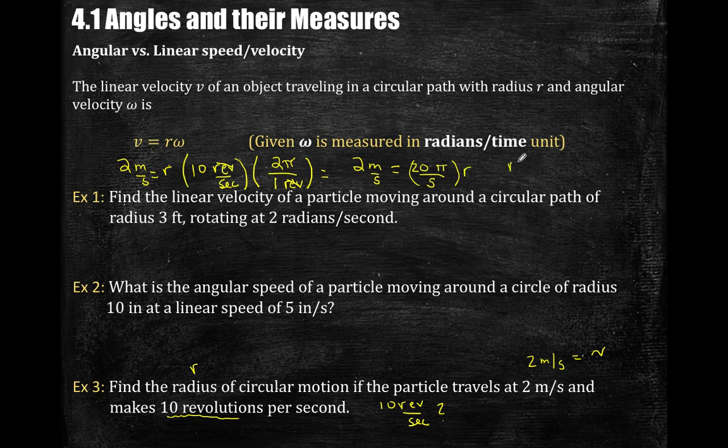How do you isolate r then? R is equal to 2 meters per second times 5 seconds over 20 pi. And what happens to your seconds? So I end up with r is equal to 1 over 10 pi, which is approximately, I didn't write that one down. I was looking to see if I wrote it down, but I didn't. Calculator. Good?